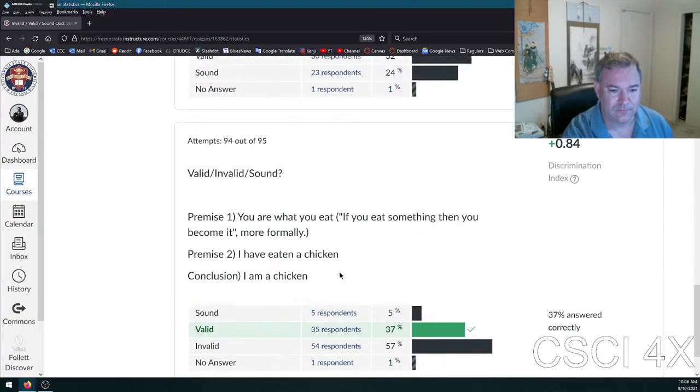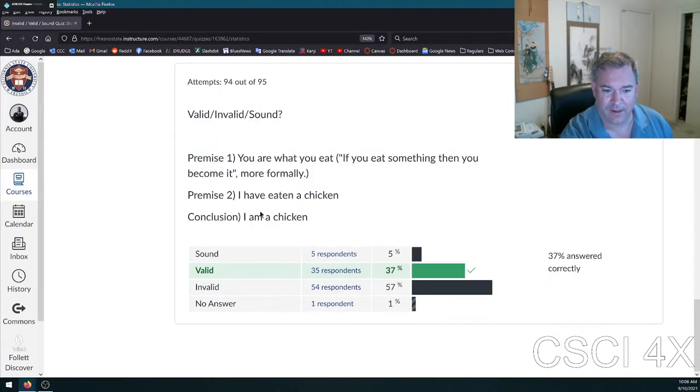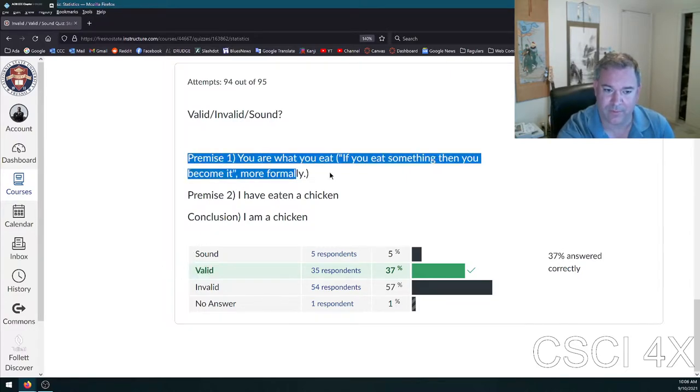For this one, it's wrong, not because of the logic. If you eat X, you become X. I've eaten X, therefore I become X. The logic for that is fine. It's just the premises are wrong. You don't turn into a chicken if you eat a chicken. So that is valid, not invalid. The logic works, the premises are wrong. That's the definition of valid but not sound.